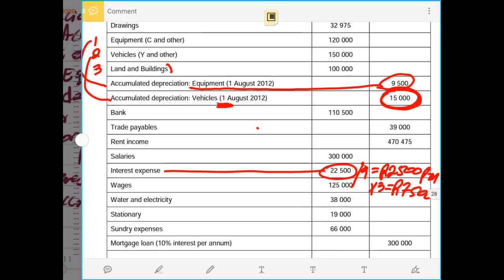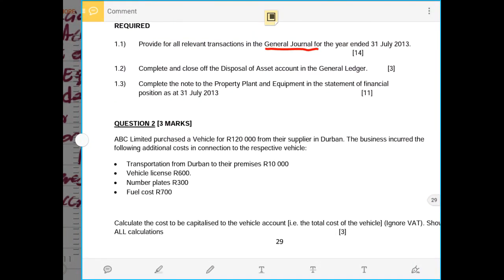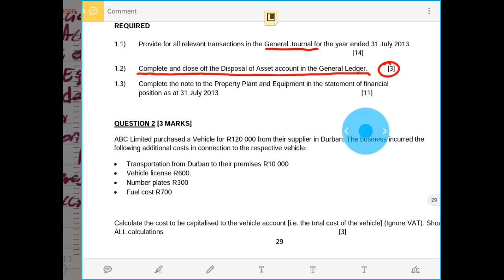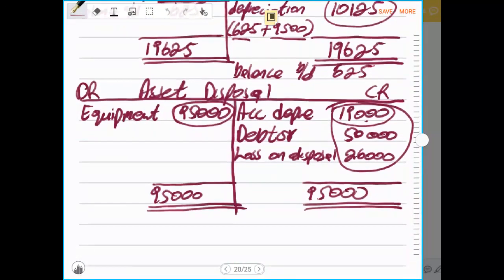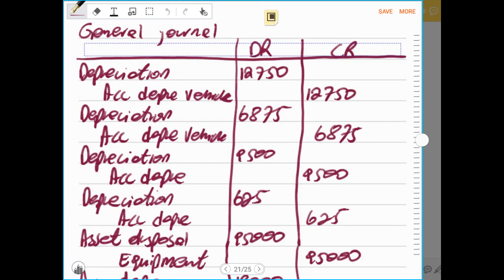So now let us check what is the next requirement or the next instruction. The next instruction says complete and close off the disposal of an asset in the ledger account, which is just out of 3 marks. I think we have already completed the asset disposal. Here is the asset disposal. So now we have already done 1.2 and 1.1 is here. So now we can move forward to the next requirement.